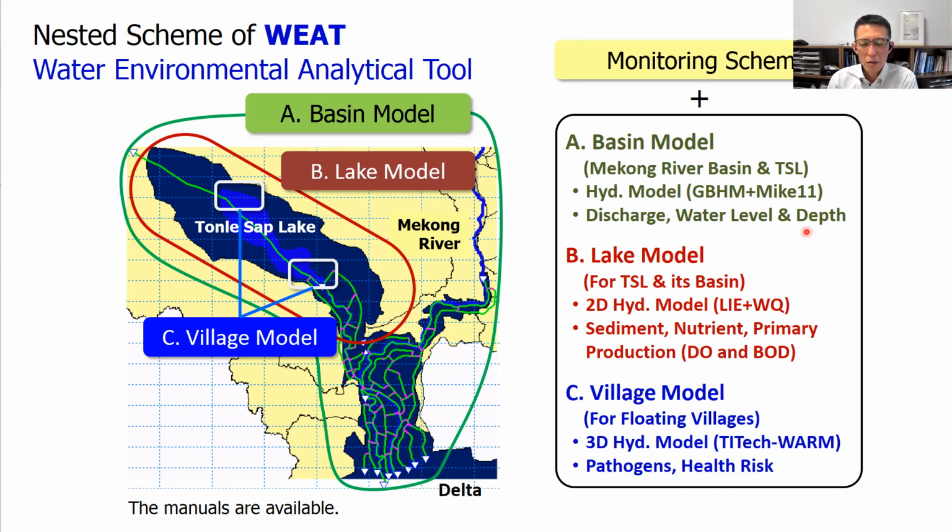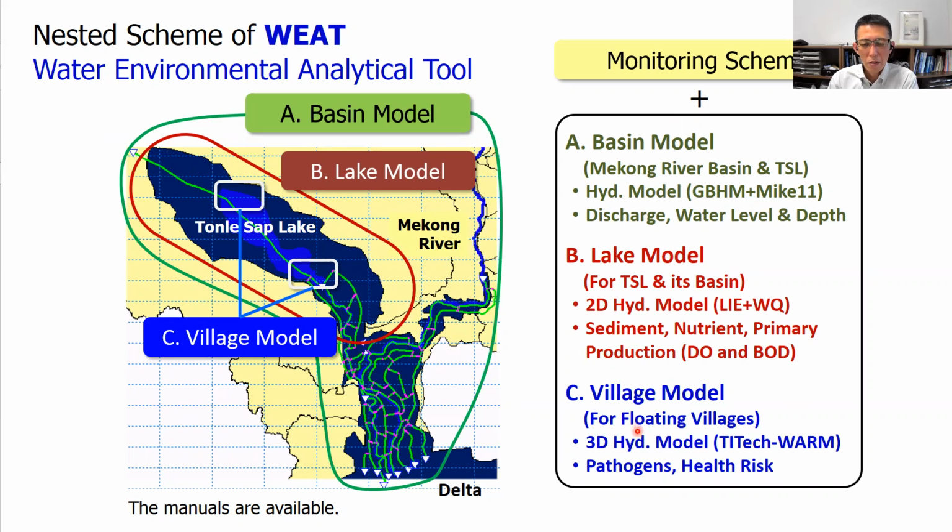This model simulates the inundation pattern, basically the hydrological process. And then this can give the boundary condition for the next smaller model, in this case the lake model. The lake model simulates the whole lake, getting the boundary condition from the basin model. This second model has the structure of a 2-dimensional hydrodynamic model. And on this, we have a sediment component, a nutrient component, and we are working on the primary production part now.